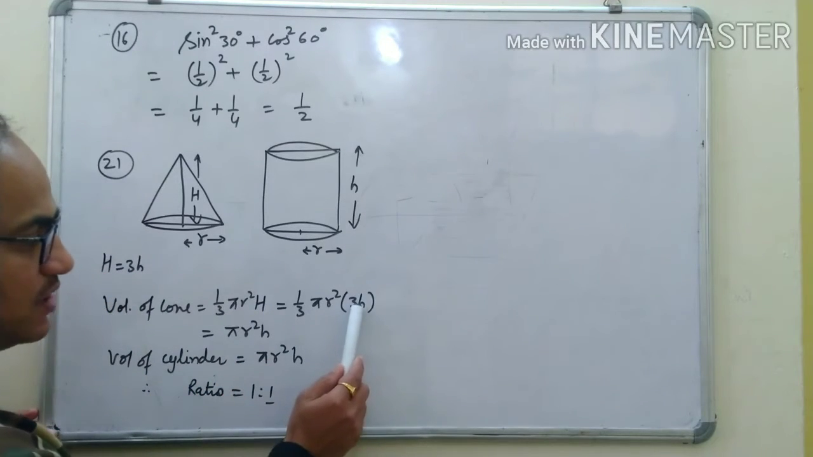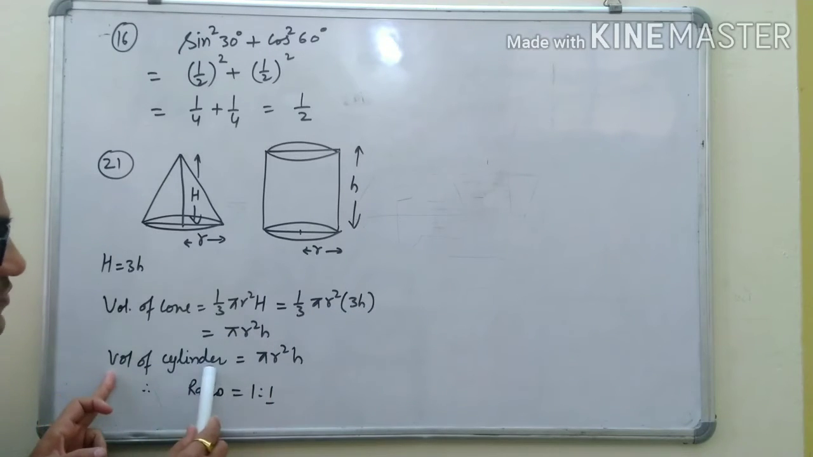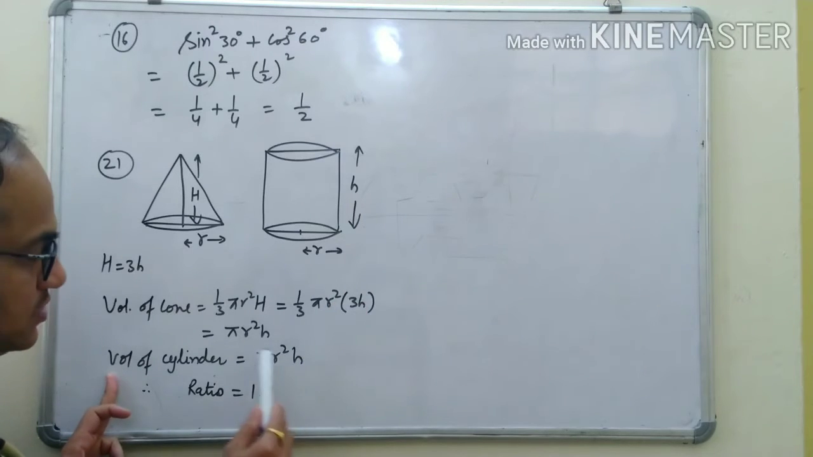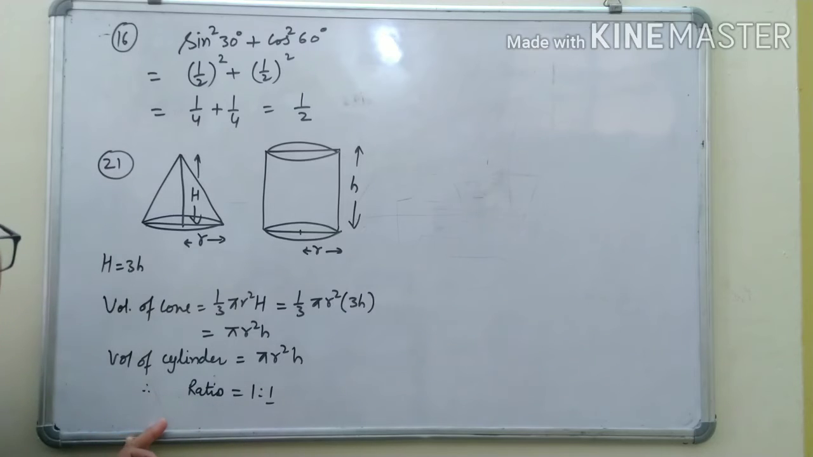Now volume of cone, when we apply the formula and simplify, it becomes pi r square h. Now volume of cylinder becomes pi r square h by the formula only. See, both the values are same, therefore ratio of their volumes becomes 1:1.